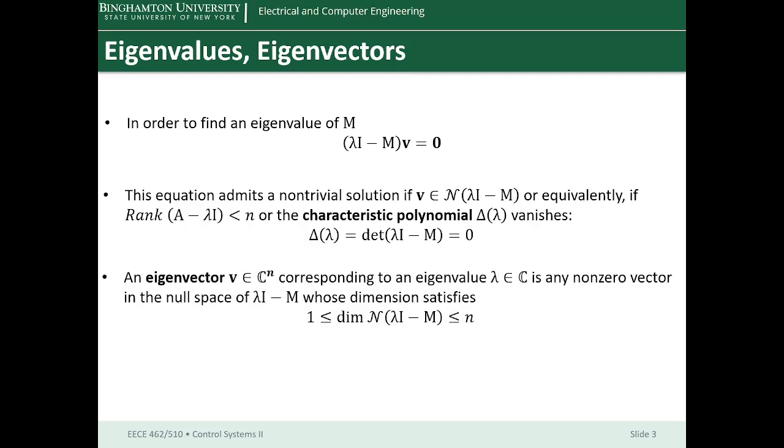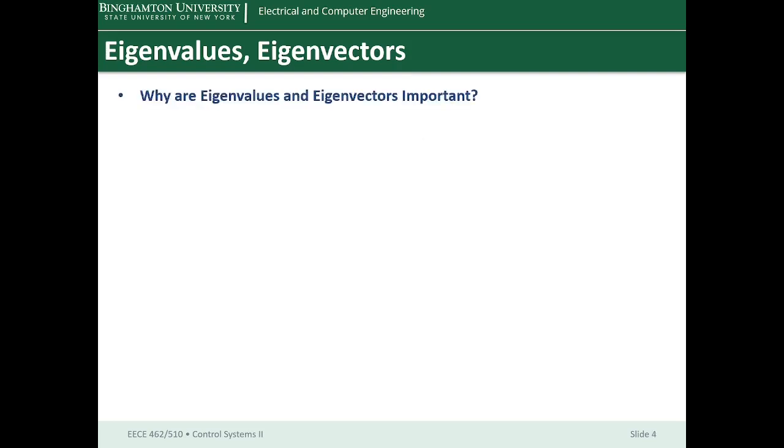Once we find the eigenvalues, finding the eigenvectors is straightforward. We just need to find the basis of the null space of lambda times I minus M. Depending on the rank of this matrix, we may have anywhere from 1 to n basis vectors for the null space. Eigenvalues and eigenvectors are not just abstract mathematical concepts. They are among the most powerful tools for understanding and simplifying complex systems.